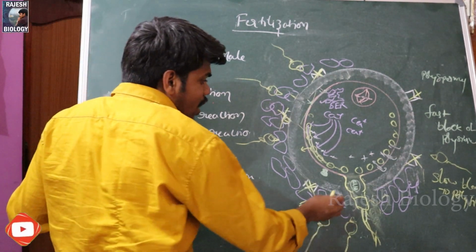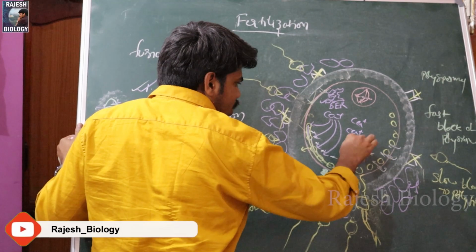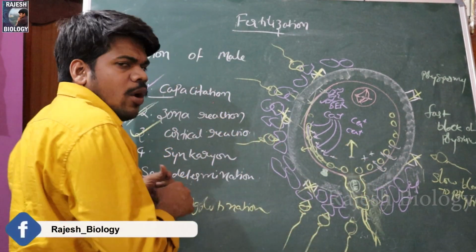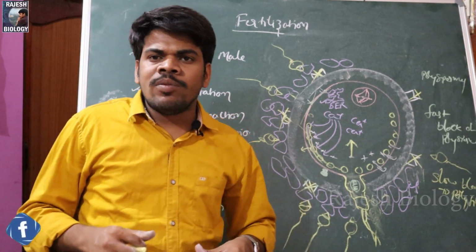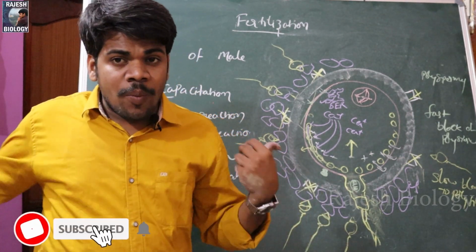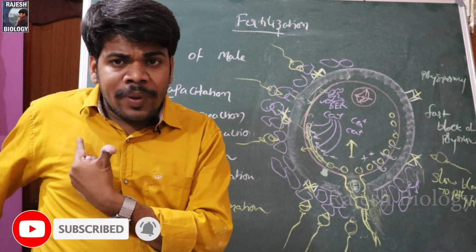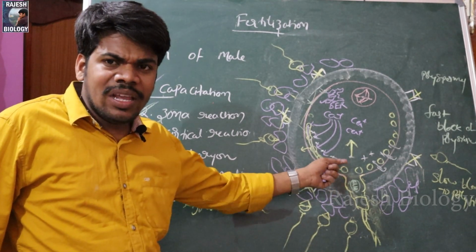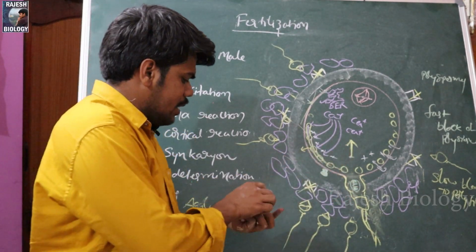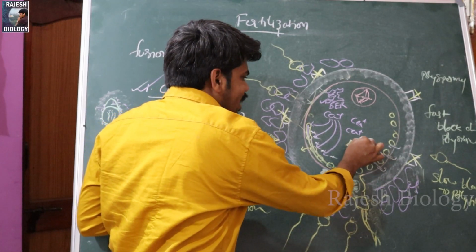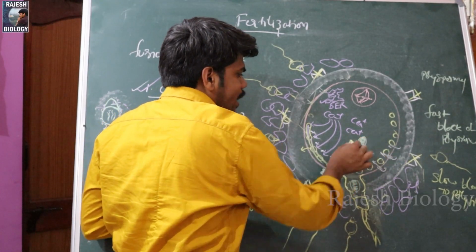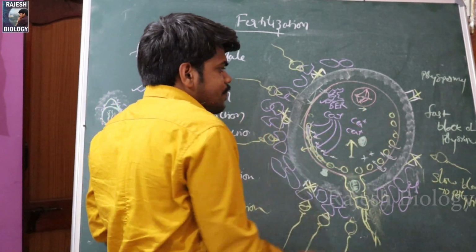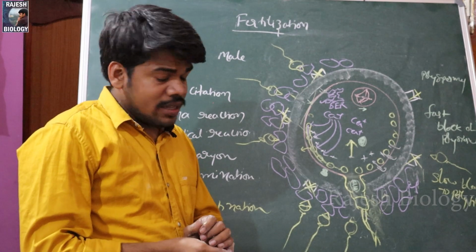This is the slow block, and this nucleus enters into the cytoplasm. The remaining coverings, like the plasma membrane, the neck and the tail piece, are all removed here. Outside the vitelline membrane only they are present. Only the nucleus enters. Inside, only two nuclei are there. One is the sperm cell nucleus, and another one is the arrested secondary oocyte nucleus.